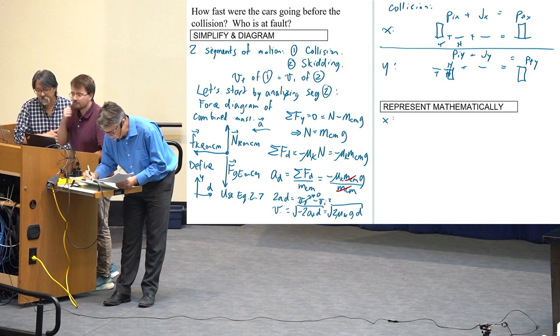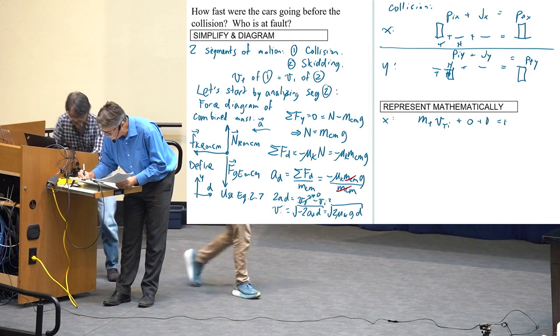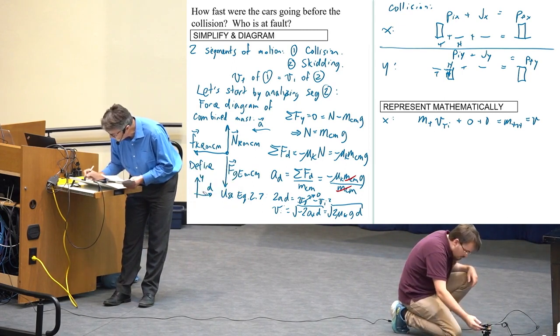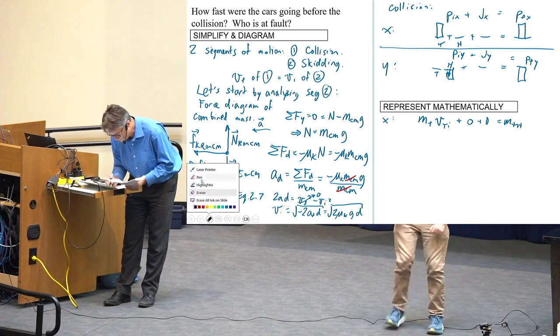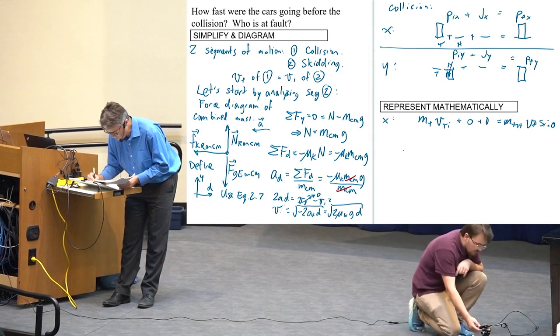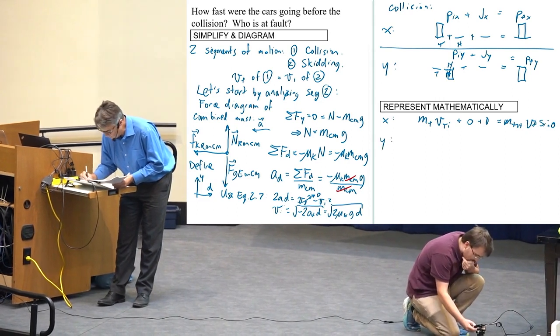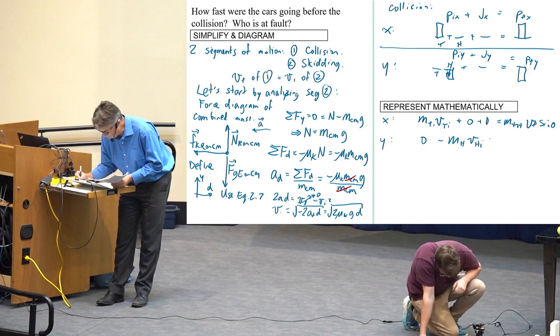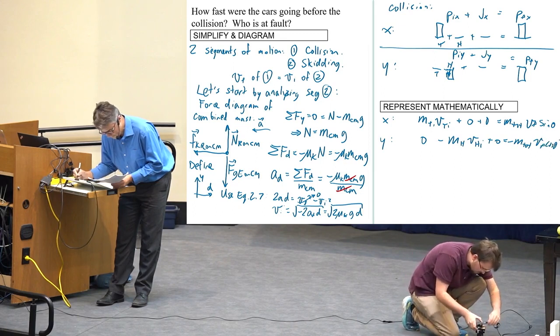So for x, I would just say that the mass of the Toyota times v Toyota initial plus 0 equals the mass total, the combined mass, times v final times sine theta. And for the y direction, you've got 0 minus mass of the Hummer times v Hummer initial plus 0 equals negative mass total times v final cos theta. We'll call that equation 1 and equation 2.